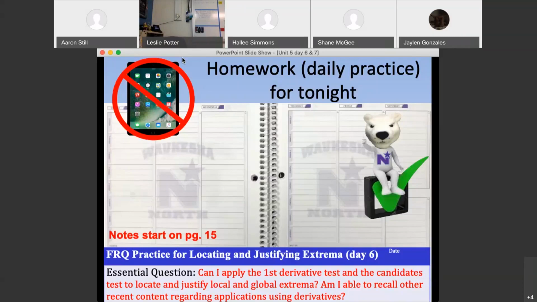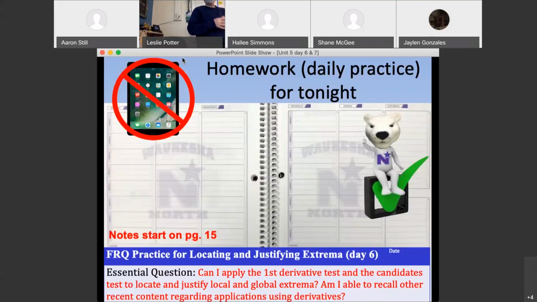Today, what we're focusing on is some pre-response questions for practice for locating and justifying extrema. Okay, so we have an essential question. Do you have an essential question box in your notes? Oh, good, you do. So this is day 6 of the notes. There weren't any notes to take other than to write down the essential question. So there's your essential question. It's a long essential question.